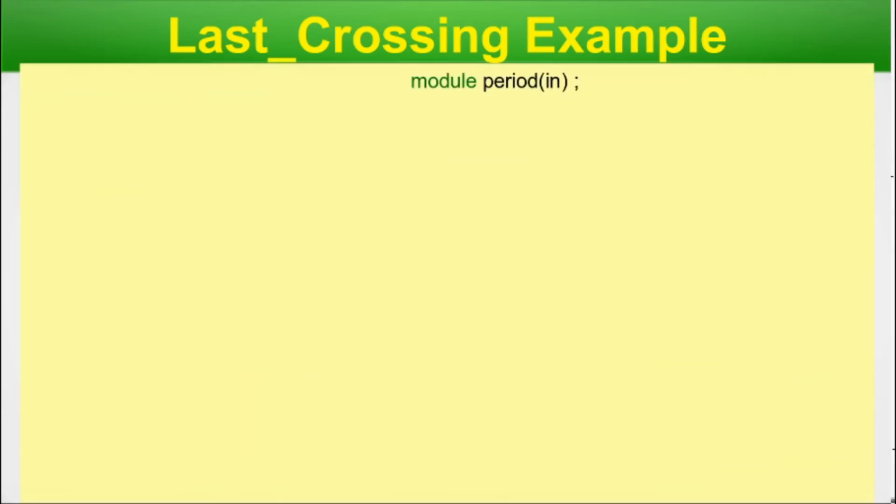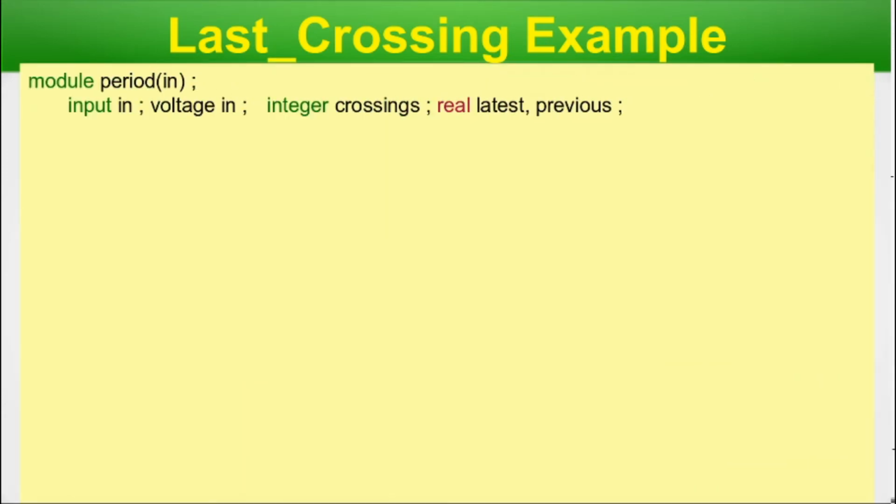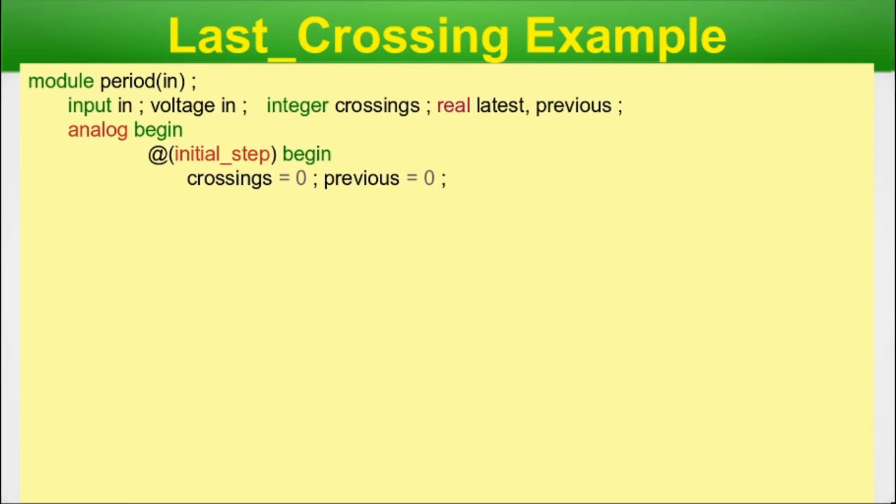So let's see an example of this last crossing. We define a module, we declare all the inputs and then the integer. Input is in, and it is of voltage type. Then we define integer crossing, and real latest and previous. We start our analog block, we write the initial step. In the last episode we saw the definition of the initial step. Here we are using it, and we initialize the value of crossing and previous with 0.